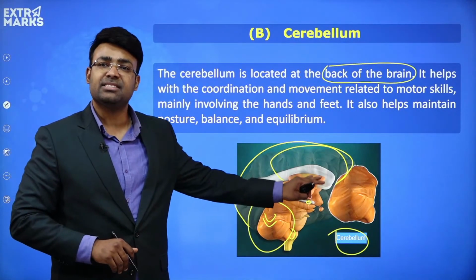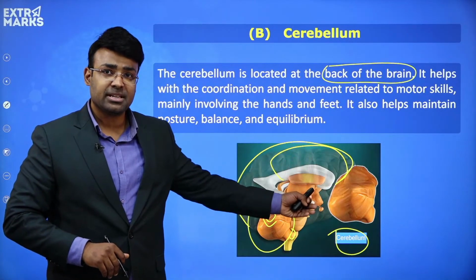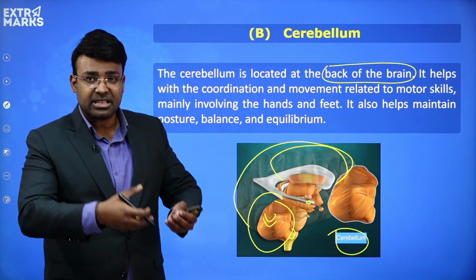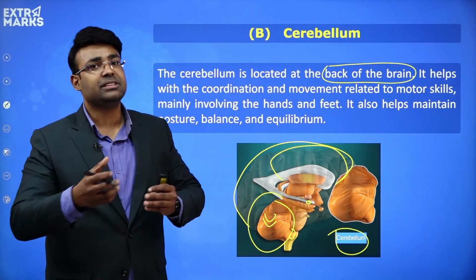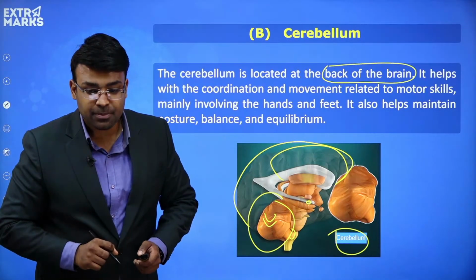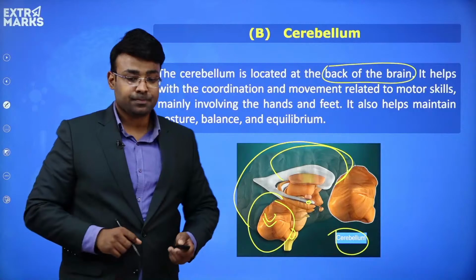Pons basically is the structure which is present connecting the cerebellum, the cerebrum, the entire brain with the spinal cord. So it's basically a part of the brain stem. Clear? Okay, let's move on.